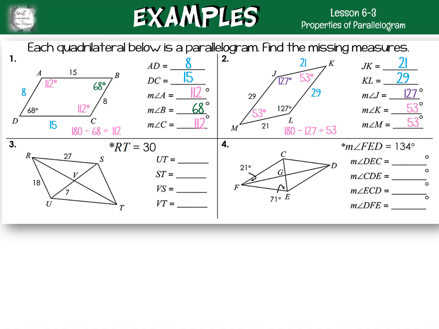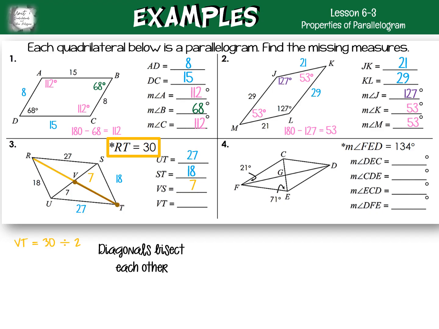Number 3. Length of segment UT is 27. Length of segment ST is 18. Length of segment VS. Diagonals bisect each other, so that must be 7. And they tell us length of segment RT is 30. And we want length of segment VT, which has got to be half of that. And half of that is 15. So length of segment VT is 15.